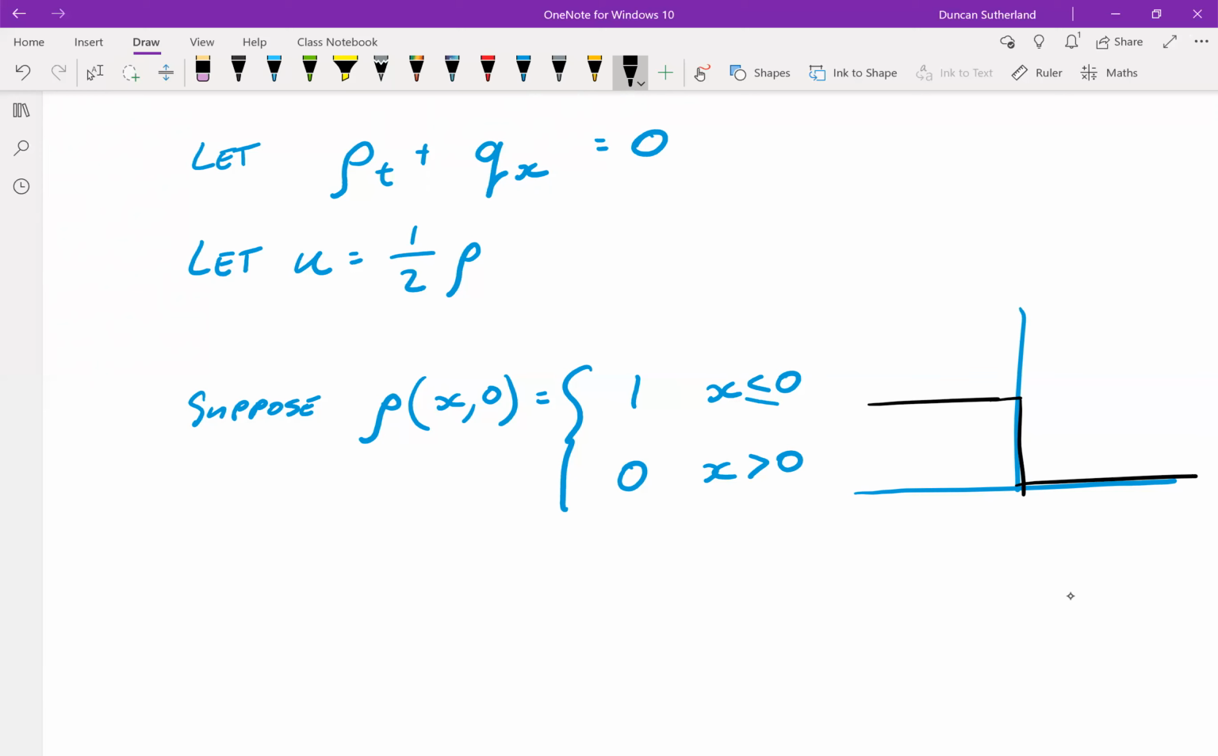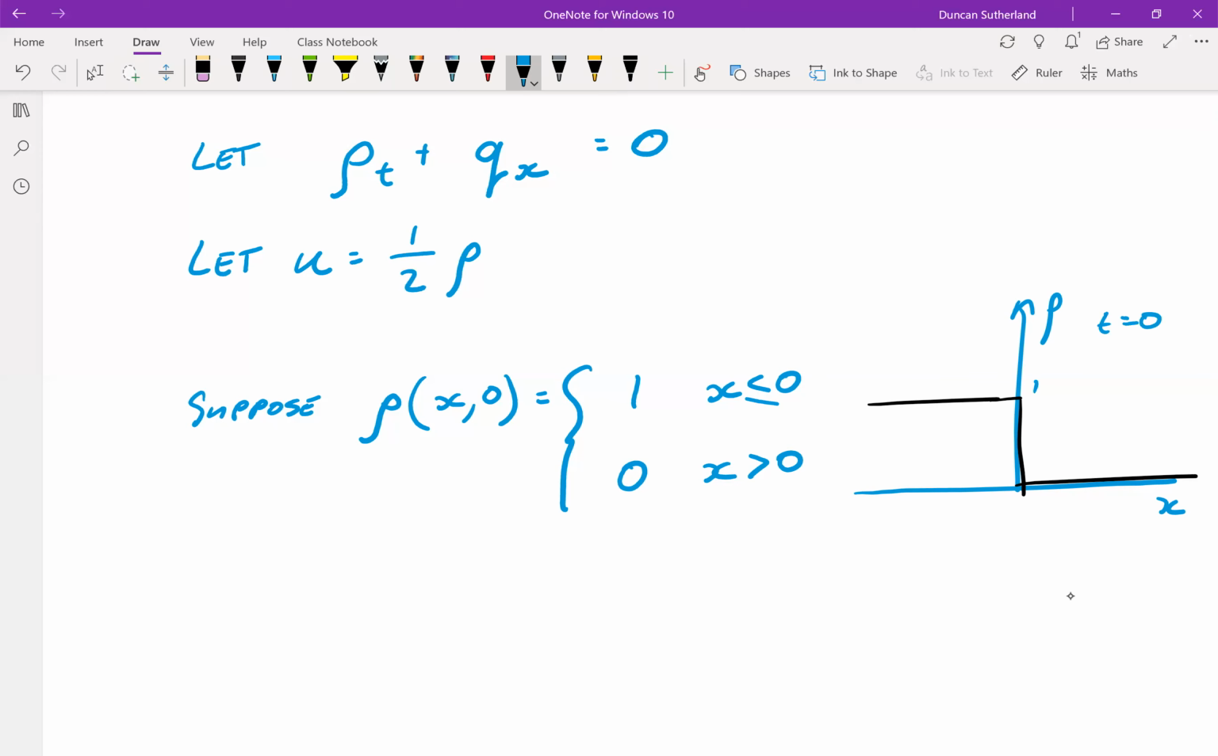Let's just make sure I got this right. I just did this problem, so I'm sure it's right. Yep. x, this is rho, and that's at time 0.